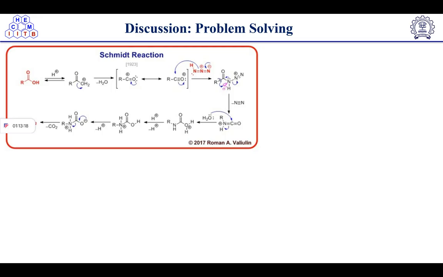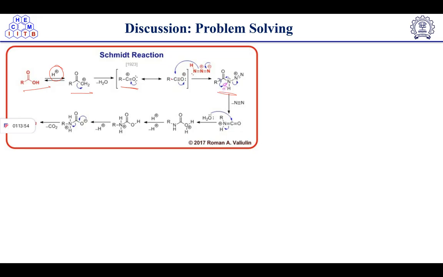Now talking about the Schmidt reaction. This is also similar to the Curtius rearrangement, but here we start with the acid. Acid is getting protonated in acidic condition and it becomes an H2O leaving group. Then we will get here ketene, ketene as an intermediate. Then this ketene will further react with the azide group and will form this intermediate.